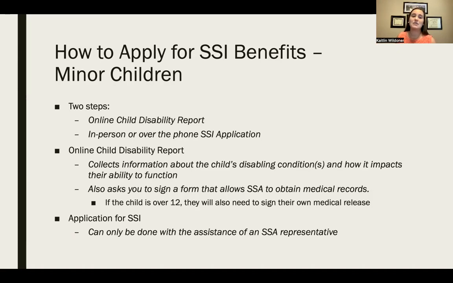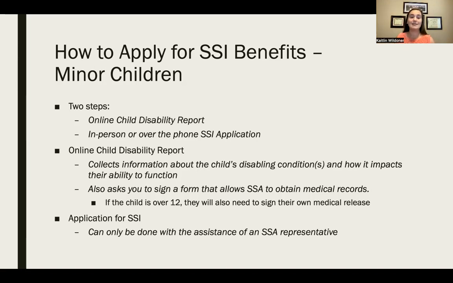The online child disability report will collect information about the child's disabling conditions and how it impacts their ability to function. It will also ask you to sign a form that allows Social Security to obtain the medical records. If the child is over 12, they will also need to sign their own medical release, okay? So that's important to note.